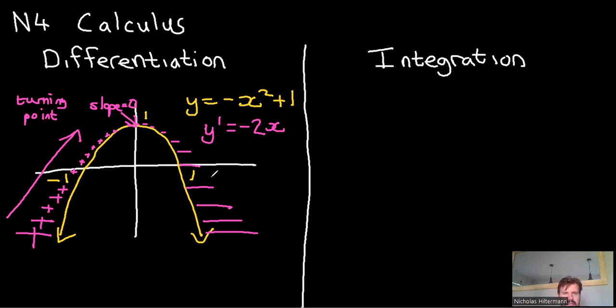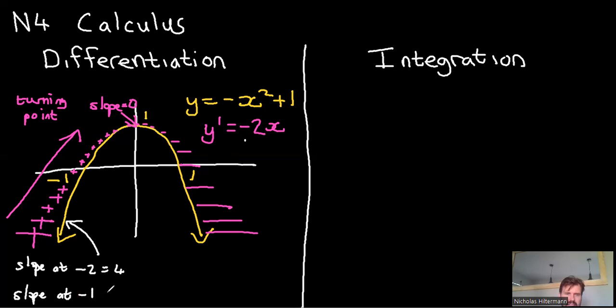Well, let's put in some values for x to find out, because then we can actually find out the exact value of the slope. So let's put in minus 2 for x in minus 2x. Well, minus 2 times minus 2 would be 4. So your slope at minus 2 is equal to 4. So that could be, say, around here. So it's pretty steep.